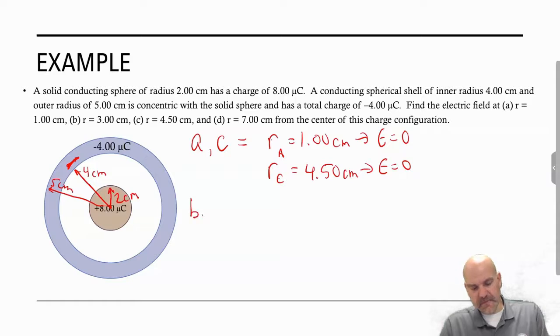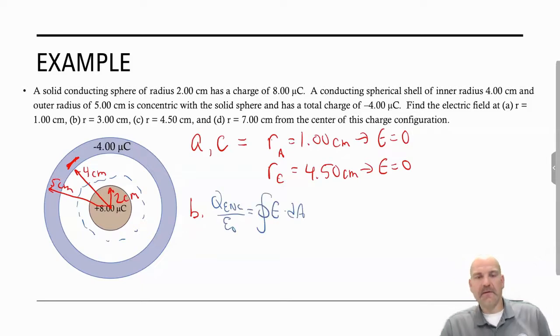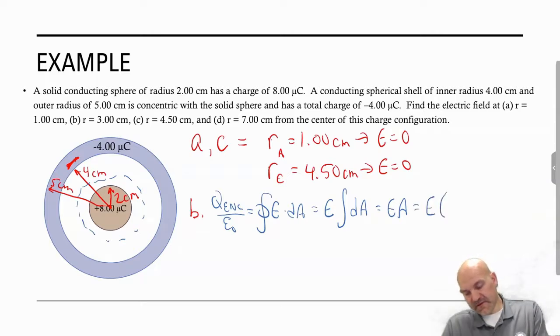Now that leaves B and D. B is at 3 centimeters, which is somewhere outside the conducting sphere. So if you apply Gauss's law, Q enclosed over epsilon naught equals the integral of E dot dA. The E field is constant, so it's E times the integral of dA, which is just A. So we end up with E times A, but it's a sphere, so the surface area is 4 pi r squared. Then we can solve for E.